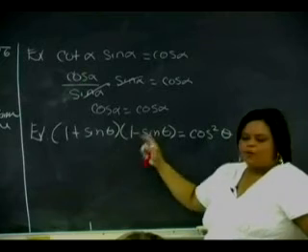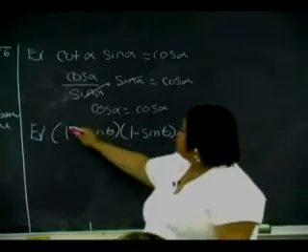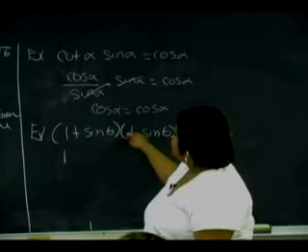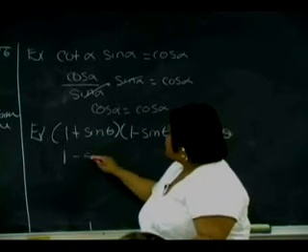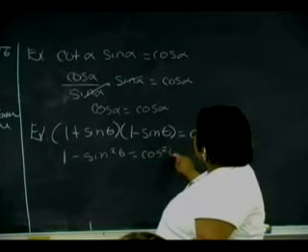I can use FOIL and multiply all this stuff out, okay? When I do that, 1 times 1 is 1. I have minus sine theta plus sine theta, cancels out, right? Minus sine squared theta equals cosine squared theta.